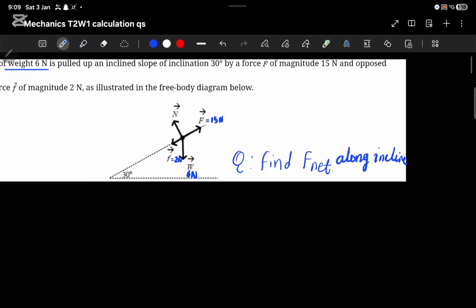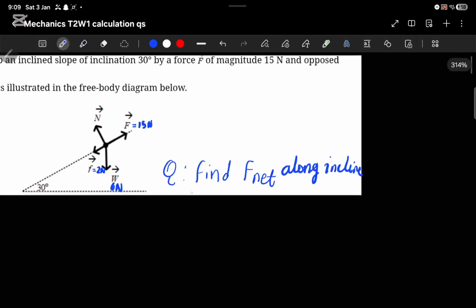As illustrated in the free body diagram. Now the question, I wrote it here, find the net force along the incline. Along the incline literally just means this x. Right, so I'm not worried about y, even though you can tell from now y is gonna be 0. I'll explain why later. But let's just focus on x now.